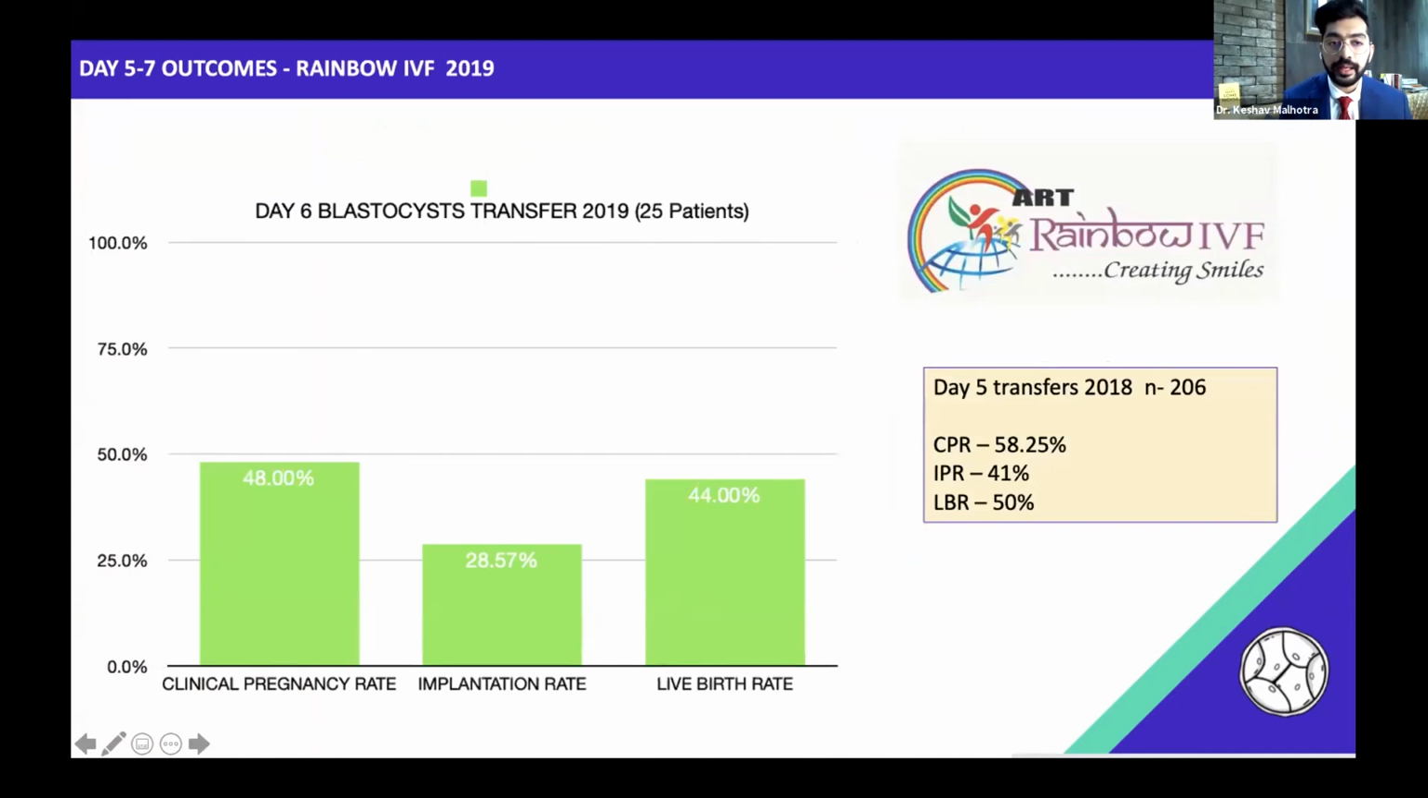Now, let's look at our data. This is my data from 2019. I don't do day 7 blastocyst transfers, and hopefully by the end of this webinar, I will start doing day 7 blastocyst transfers. But looking at day 6 blastocysts, I've had 25 patients in the last year where we did a day 6 blastocyst transfer, and we had quite decent results. And when I compare it with day 5, obviously day 5 was better, but it's still a good enough chance for patients who are undergoing day 6 transfers.